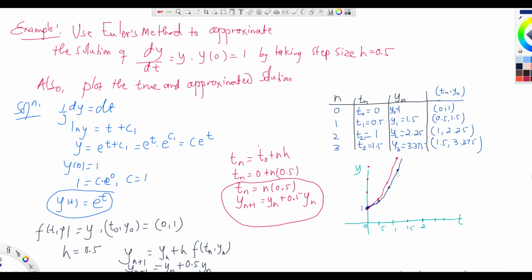Okay. You see that? Your approximated solution is very, very close to the real solution. It is not really close yet, but how can I make it better? Instead of taking h equals 0.5, if you take h equals 0.1, or h equals 0.01, it will be very much closer.